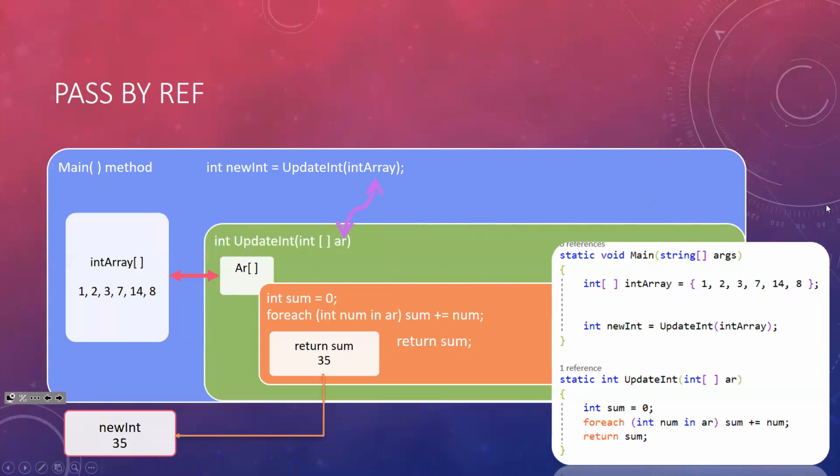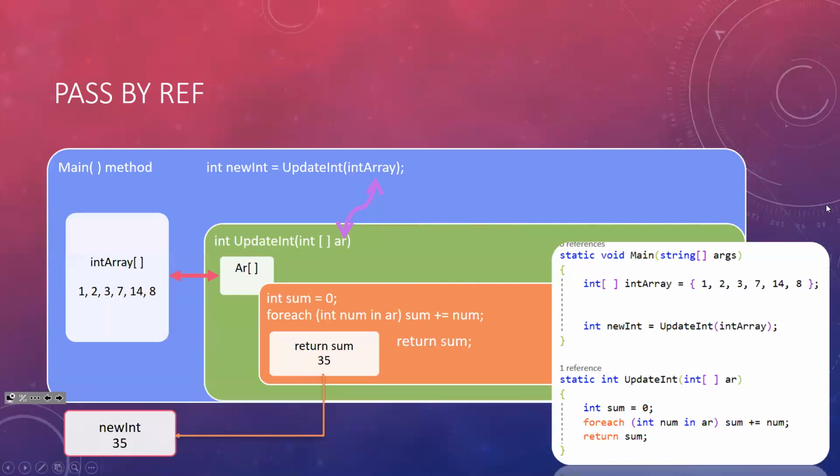So because of that, arrays are always passed by reference. So that means that instead of passing a whole copy of the array, I'm going to be passing the address, the reference of that array in memory. So here, I've got some code. Let's look at our code over here. We set up an integer array. We call our update int method, passing our array of integers.